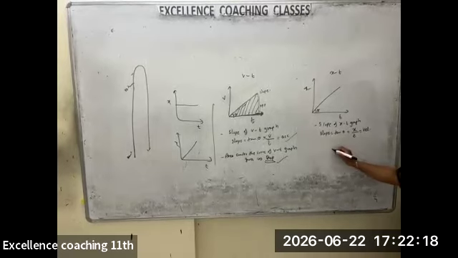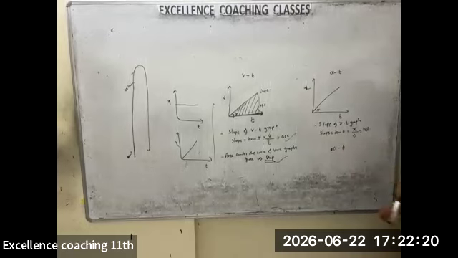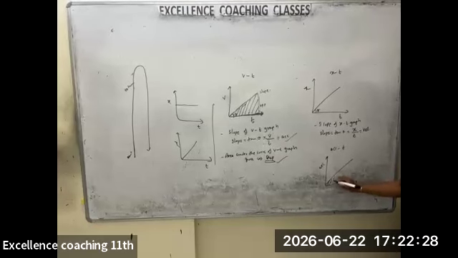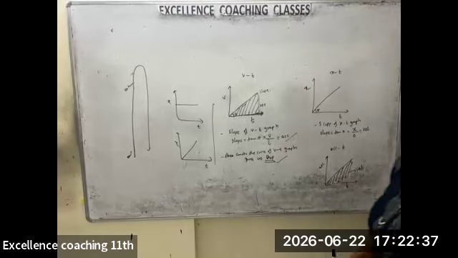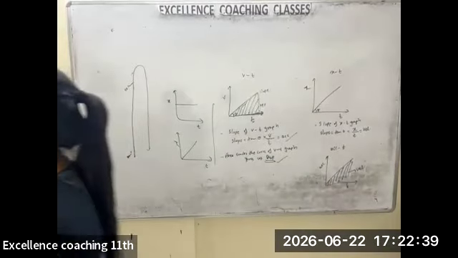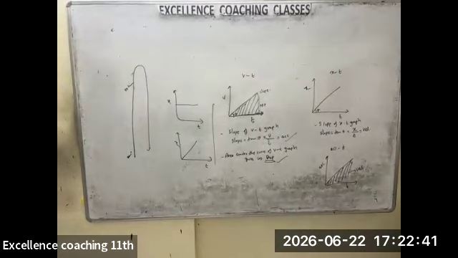Last one, acceleration time graph. You just need to know area under the curve of acceleration time graph gives you velocity. Slope is not needed, only area under the curve of acceleration time graph gives you velocity.